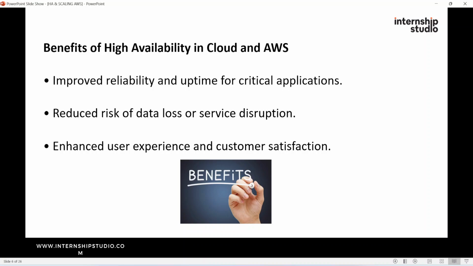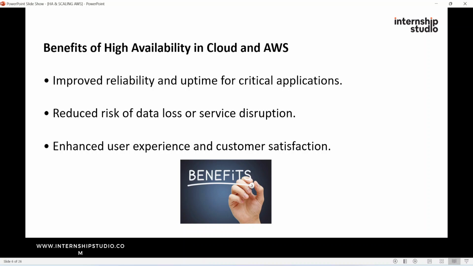Next is fault tolerance. Cloud-based high availability ensures fault tolerance within the Flipkart application. If a server or component fails, redundant systems can take over without affecting user experience. This resilience is very crucial for preventing service disruptions. We have load balancing as well, which is world class by AWS.